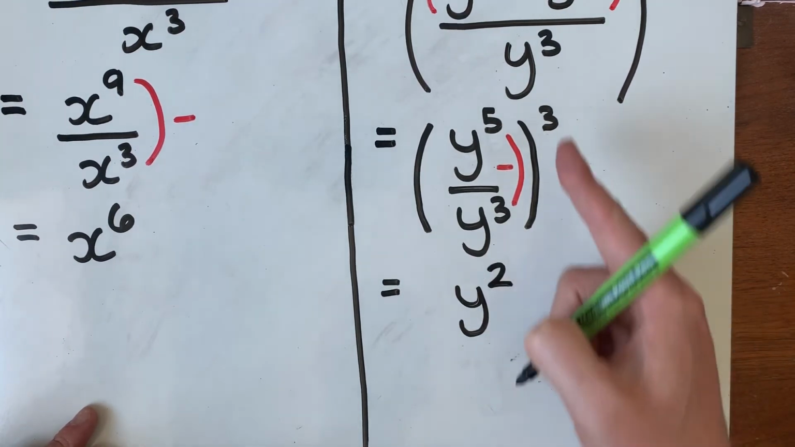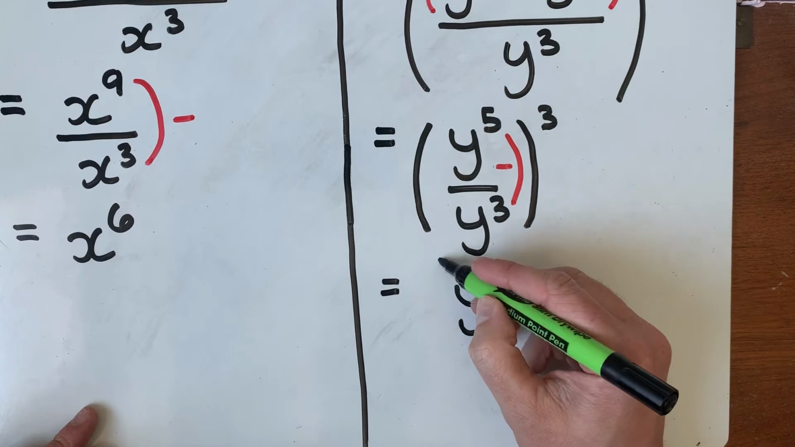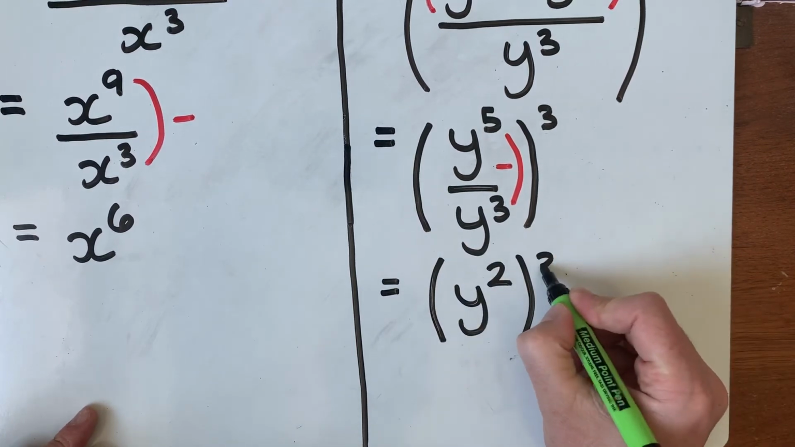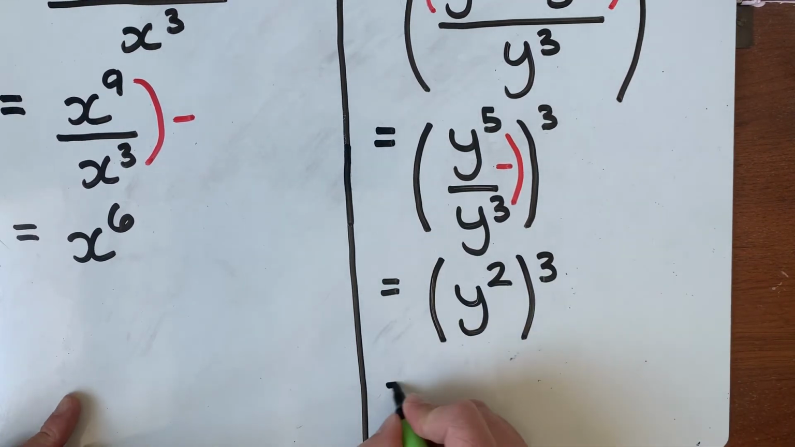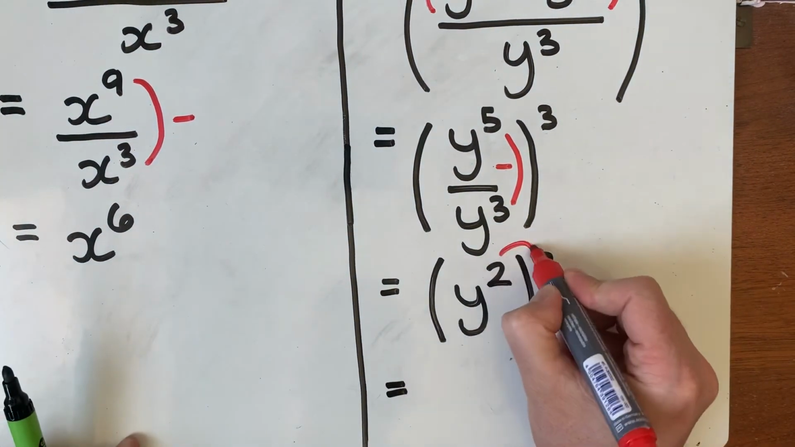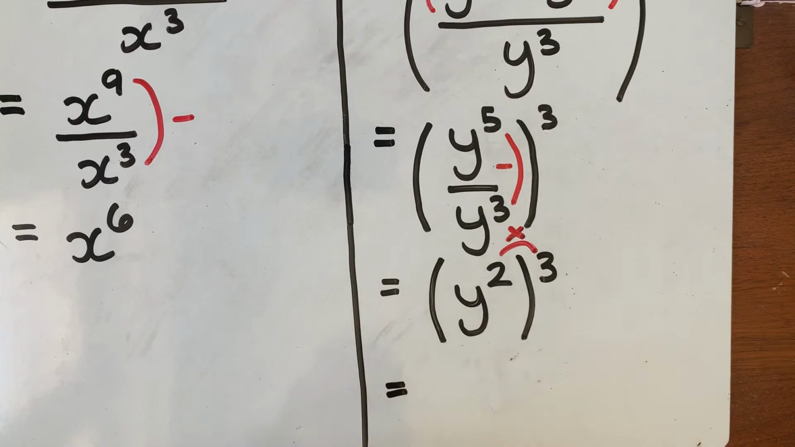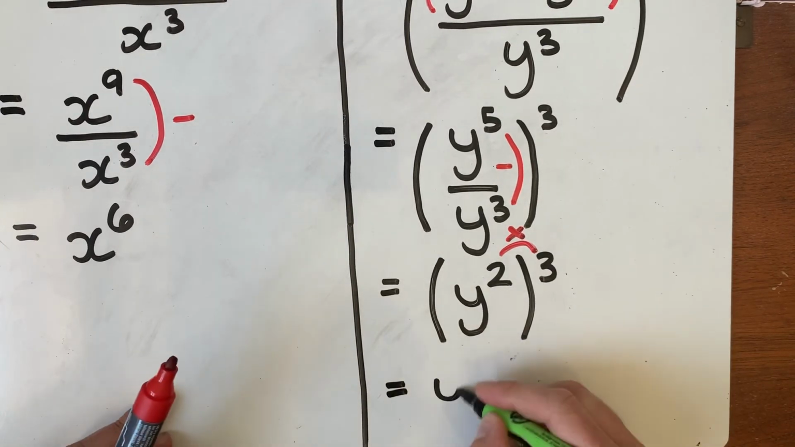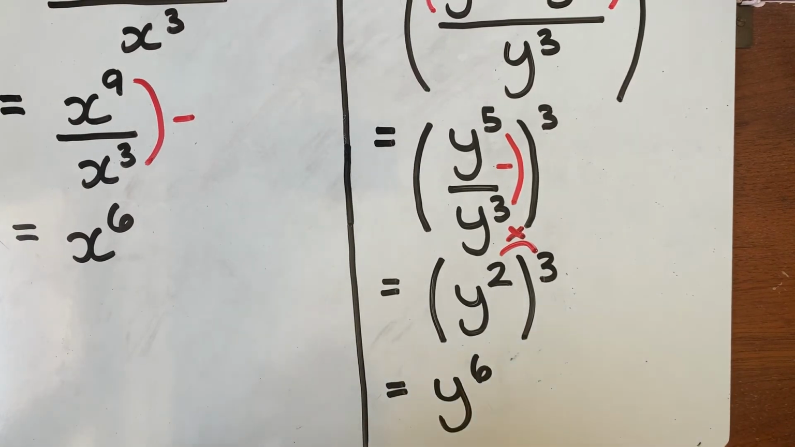Now I've done the division, I've still not processed this extra power. So it's still there, and here's my rule 3. Y squared, all cubed. In this case, rule 3 tells us to multiply those indices together. 2 times 3 gives me a final answer of y to the power of 6.